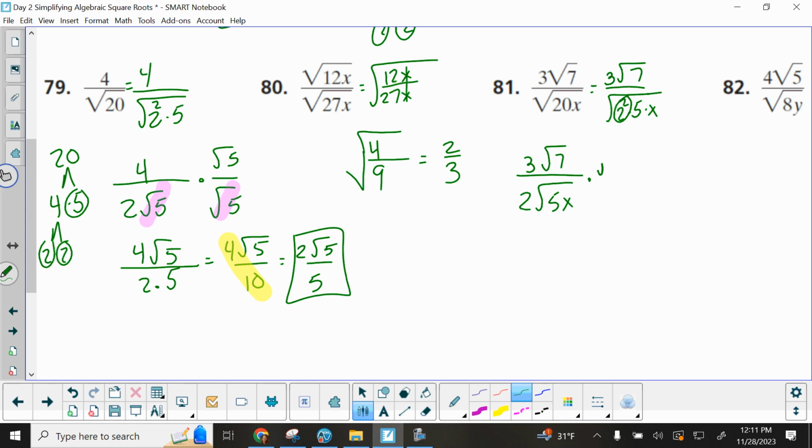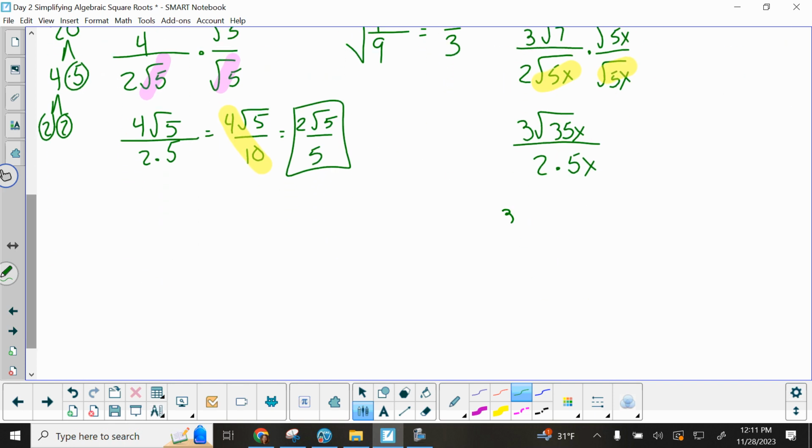And now I'm going to multiply by that fancy version of 1 to rationalize the denominator. So I get 3 radical 35x over 2 times. And then remember, I multiply these together and I get the 5x. So I have 3 radical 35x over 10x. And I can't divide out that x because one is in the radical and 1 is not.